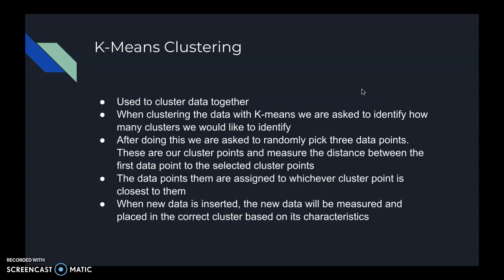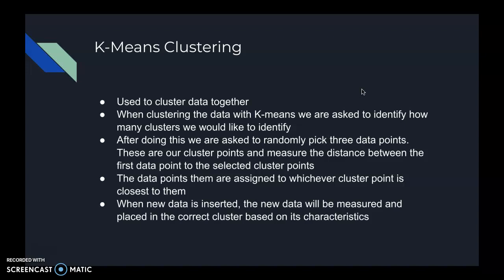Now moving on to k-means clustering, as we'll look at shortcomings for this. But right now, what is k-means clustering? It is used to cluster data together. And when clustering the data with k-means, we are asked to identify how many clusters we would like to identify. And after doing this, we are asked to randomly pick 3 data points. These are our cluster points, and we measure the distance between the first data point and the selected cluster points. The data points then are assigned to whichever cluster point is closest to them.